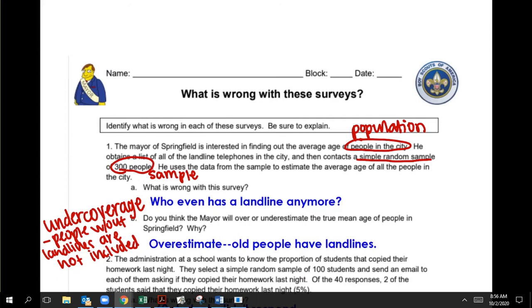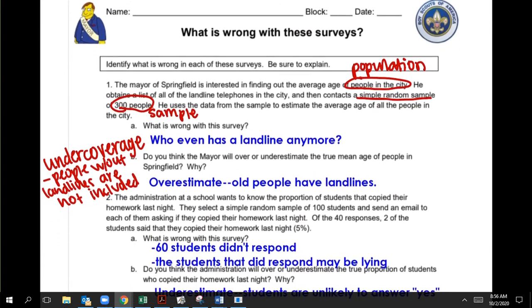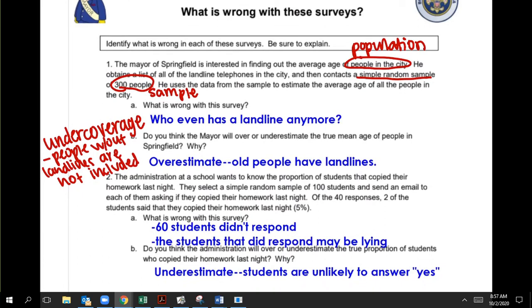First, only 40 people responded out of 100. And so that is our first problem that I wrote down. 60 students didn't respond. And then the second problem I wrote down was that the people that did might not admit to cheating or copying on their homework, so they might be lying. That's going to be 2 sources of bias here that we will see. They'll probably underestimate the proportion of students that copy their homework.